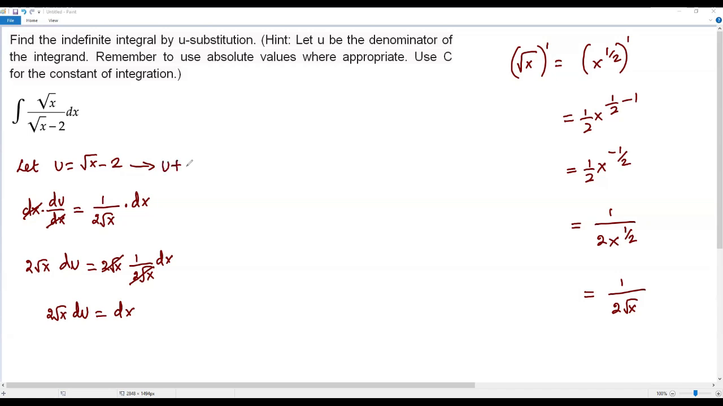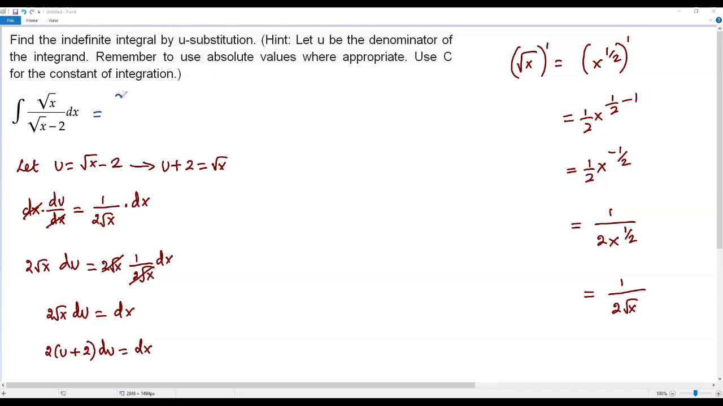When I do so, I'm getting u + 2 equals the square root of x. Now we can replace the square root of x by u + 2. So then I'm getting 2 times (u + 2) times du equals dx. Now I have solved for dx in terms of u. That is 2 times (u + 2) times du. Now let me go to the given integration.